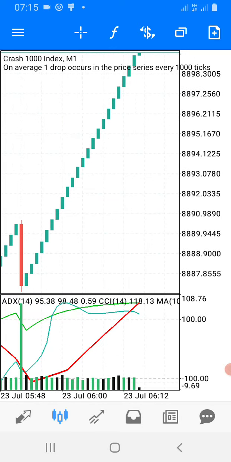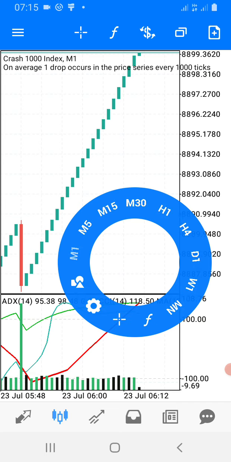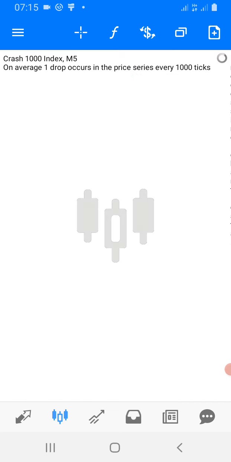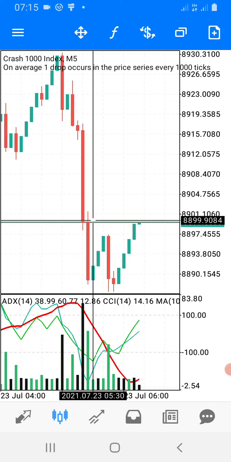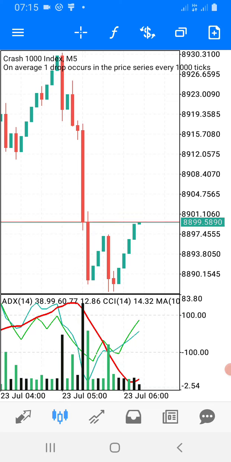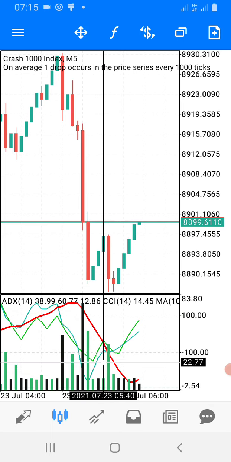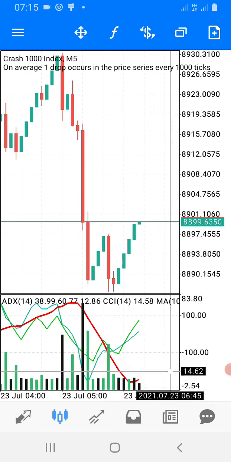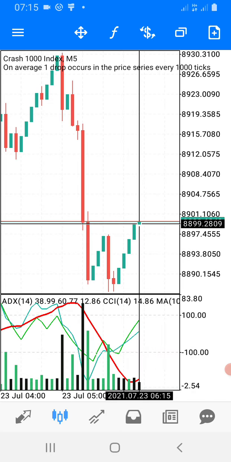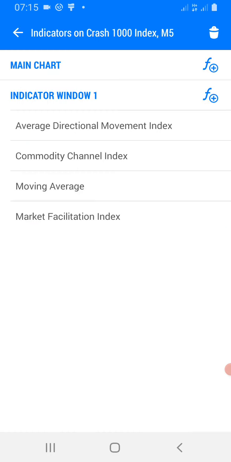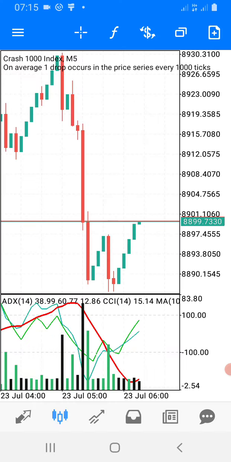Okay, Crash 1000 is about to spike also. Can you see? But for the 5 minutes, guys, this is the reason why I say you should always check the 5 minutes. Look, when it crosses below for the 5 minutes, it is indicating a buy trend.